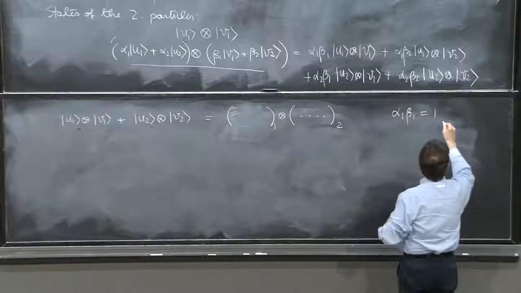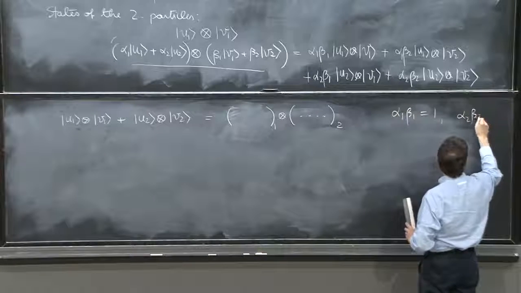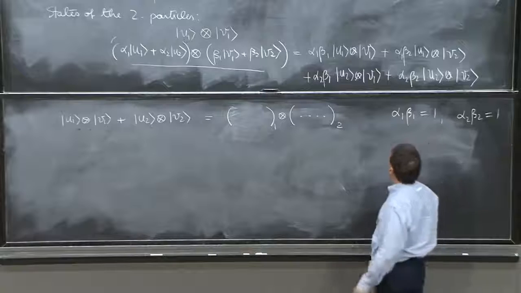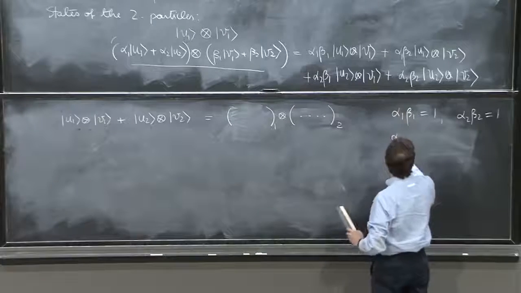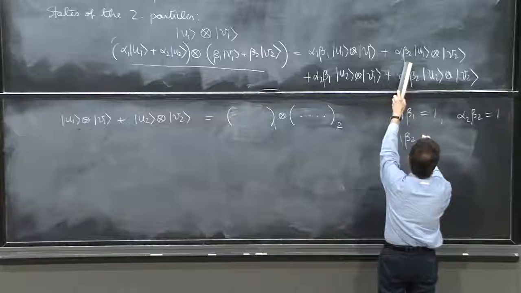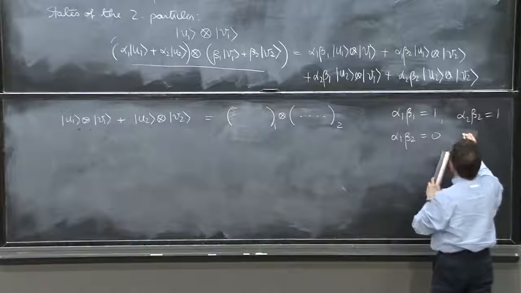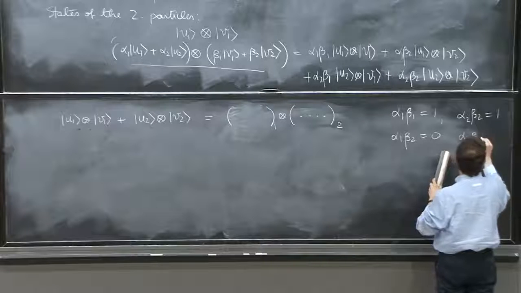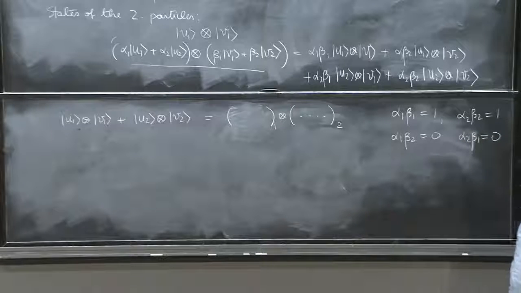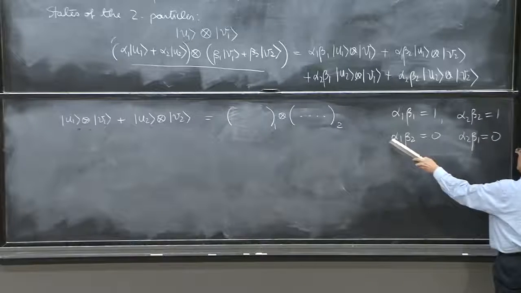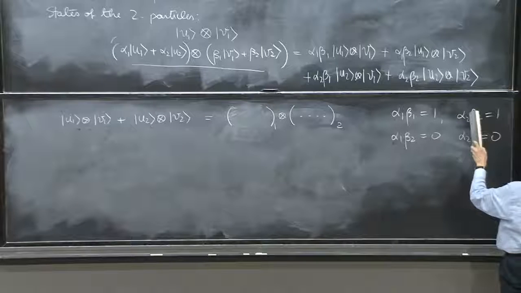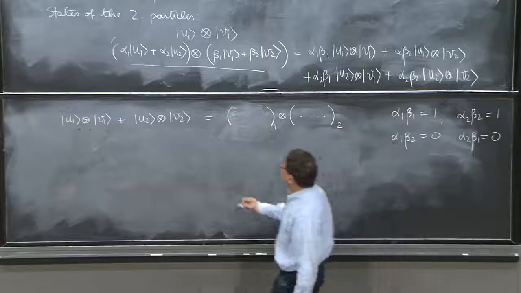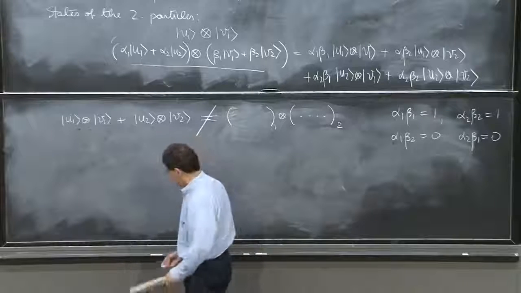Alpha 2, beta 2 must be also 1. But no cross products exist, so alpha 1, beta 2 must be 0, and alpha 2, beta 1 must be 0. And that's a problem because either alpha 1 is 0, which is inconsistent, or beta 2 is 0, which is inconsistent with that. So no, this state is unfactorizable.